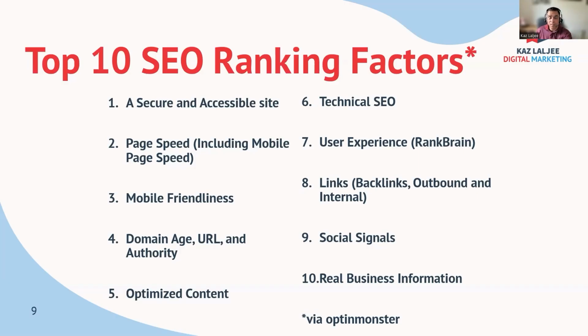Backlink would be an endorsement from another site. Outbound is you mentioning the website on your page and having a link going to theirs. And internal would be another page on your website. Number 9, social signals. So what's being said on social media? Is it being shared on social media? Are people talking about it? This is a factor. And 10, real business information. So what do we know about this business? What do we know about you?